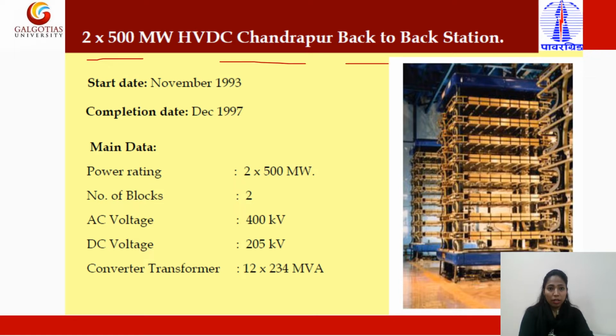Now the 2 into 500 megawatt HVDC Chandrapur back-to-back station. Here the start date was November 1993, and the completion date was December 1997, so approximately 4 years were taken in this project. The power rating is 2 into 500 megawatt. The number of blocks is 2 and the AC voltage is 400 kV. The DC voltage is 205 kV. The converter transformer is 12 into 234 MVA rating.